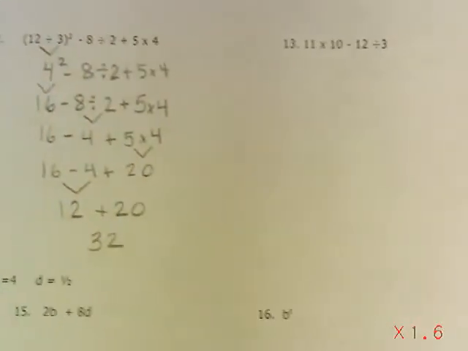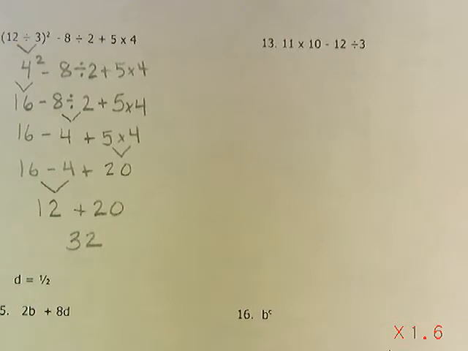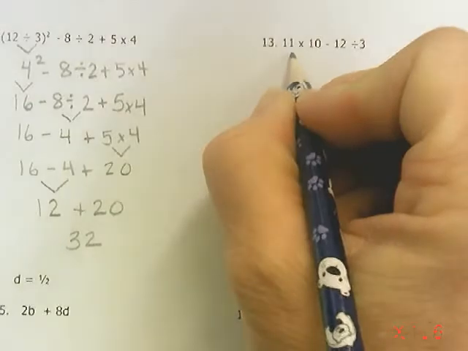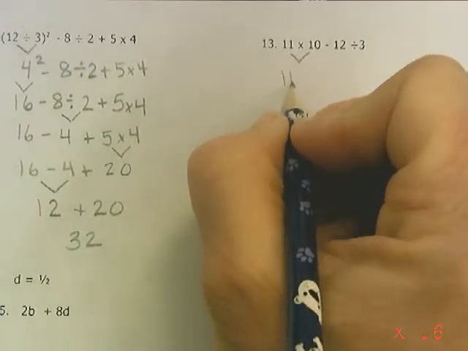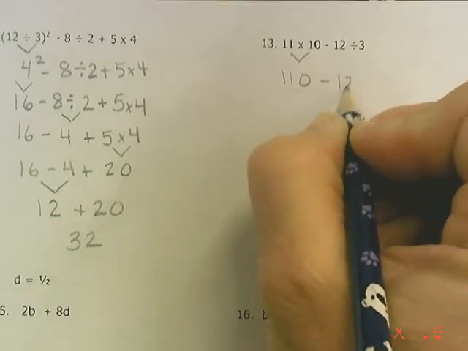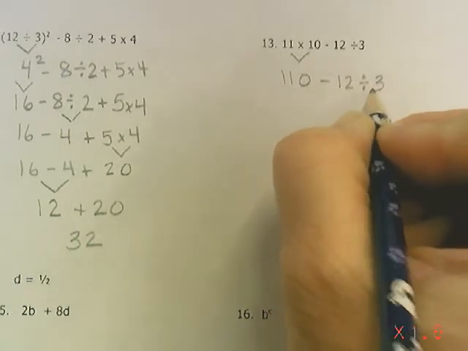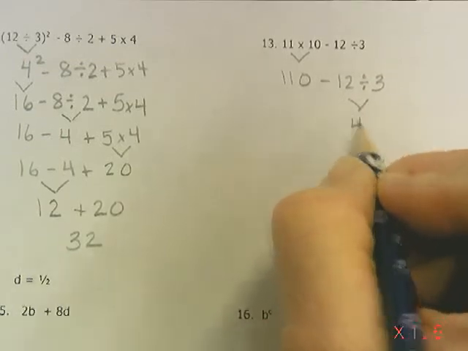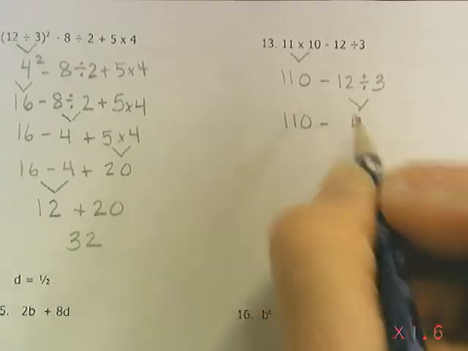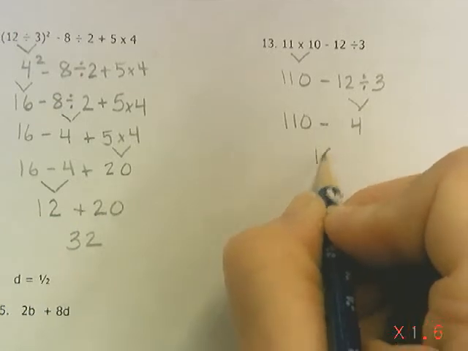Number 13. We don't have any parentheses or exponents. I see multiplying, subtracting, and dividing. Multiplying is on the left first compared to the division, so we'll do this first. 110 minus 12 divided by 3. This division has to happen before the subtraction, so 12 divided by 3 is 4. And 110 minus 4 is 106.